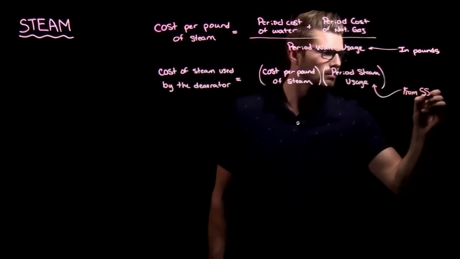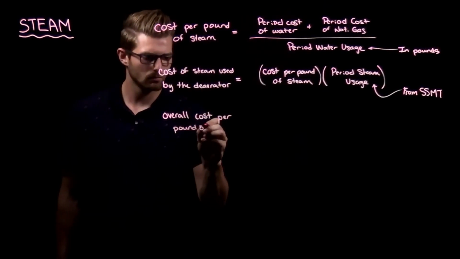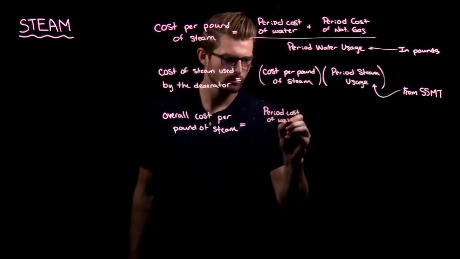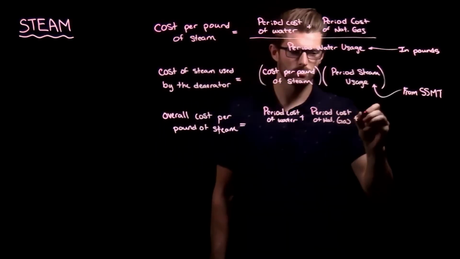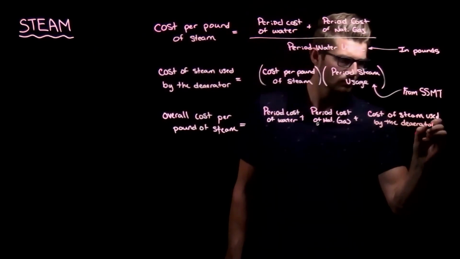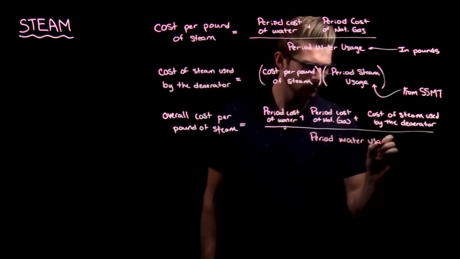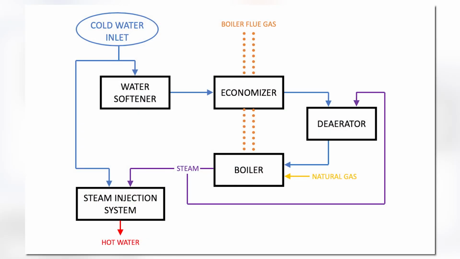Now, using the previous answer, calculate the cost of steam used by the deaerator. This is done by multiplying the cost per pound of steam by the amount of steam used by the deaerator. To calculate the overall cost to generate steam, we must include the steam used by the deaerator. This can be done by adding the cost of water used by the boiler, the cost of natural gas used by the boiler, and the cost of steam used by the deaerator, and then dividing the sum of those values by water usage. Now that we have analyzed all prior components and obtained a cost per pound of steam, we can move on to the steam injection heating system itself.